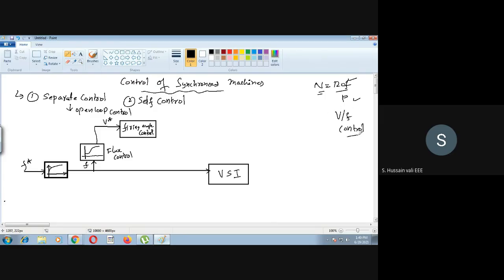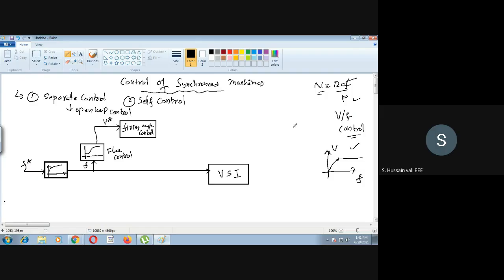So V by F control, in the sense we have discussed in the induction motor case. You recall this graph. This is the voltage and this is the frequency. Till rated values, voltage and frequency are proportional. So if you want to reduce the frequency, you reduce the voltage also. But beyond that, you maintain the voltage constant. This is called V by F control. So this principle you will use here also.